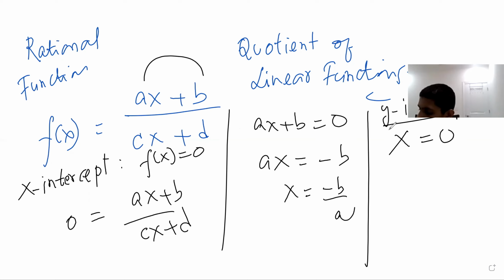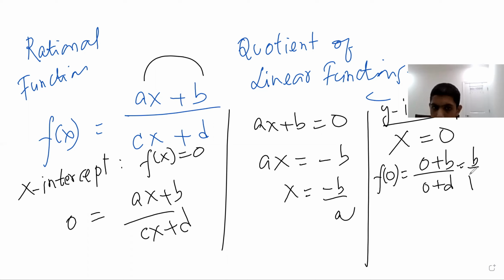For the y-intercept, x is 0, right? Yeah. So let's put 0 here and find the y-intercept. That means we are finding f of 0. So we get 0 plus b over 0 plus d. So it's the ratio of b over d, correct? Yeah. So for this graph, we got the x and y intercepts.